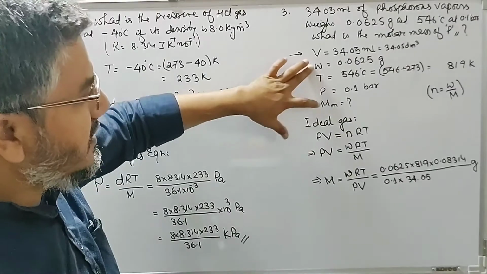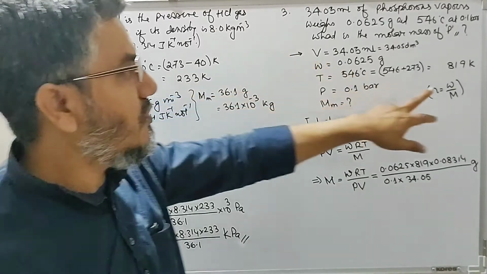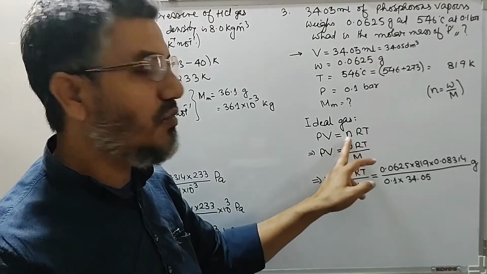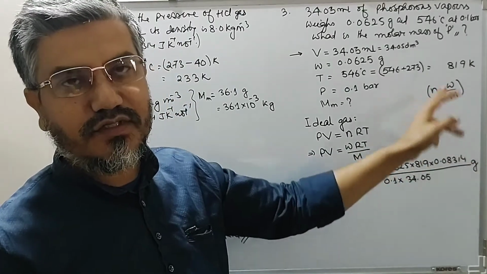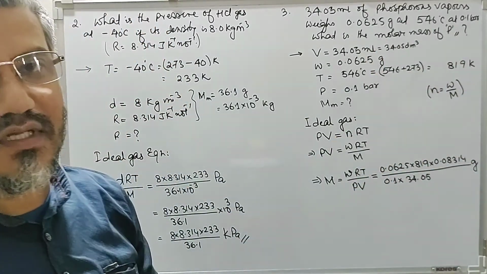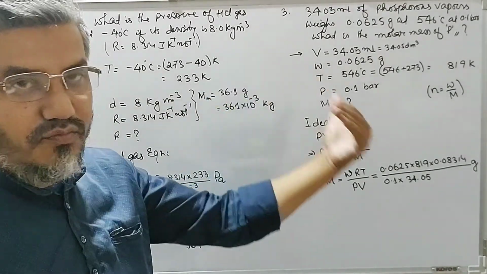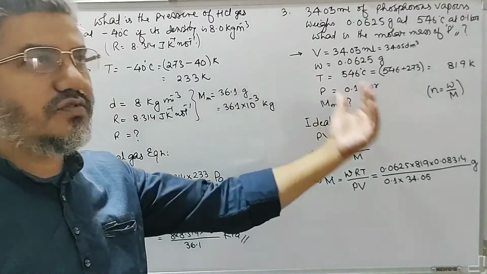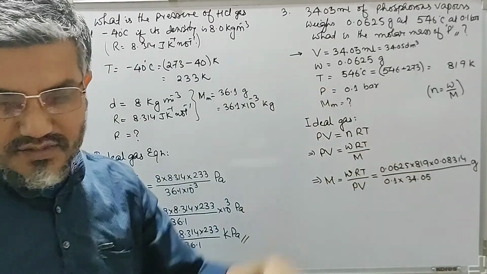So mass and molecular mass, this gives you number of moles. So we have to replace this number of moles in terms of given mass and the molecular mass of the substance that we have to find out in this equation. So this involves use of number of moles. From this number of moles we define what is the molecular mass of the substance.